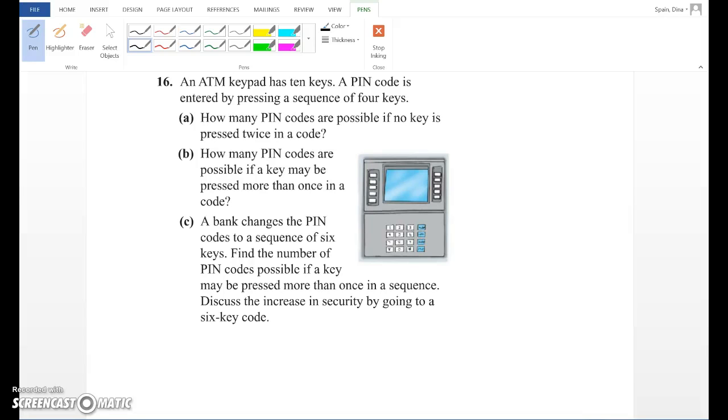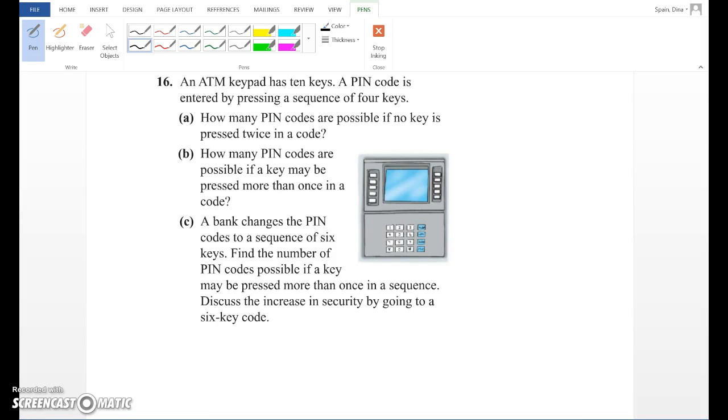Okay, here's the second part of the mixture of counting techniques for section 6.6. It's number 16 example. It says an ATM keypad has 10 keys. A PIN code is entered by pressing a sequence of 4 keys. So for part A, it says how many PIN codes are possible if no key is pressed twice in a code.